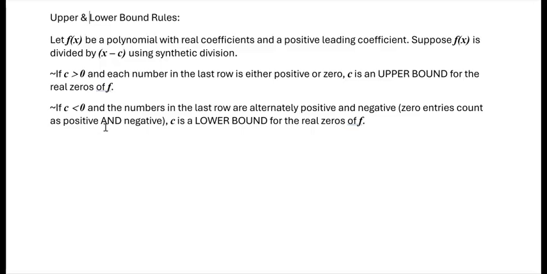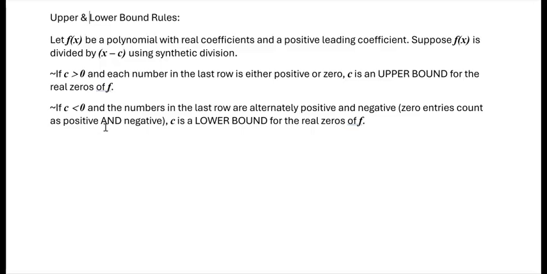If the number c is greater than 0, so the number that we test is positive, and each number in the last row of our synthetic division is either positive or 0, then c is an upper bound for the real zeros of f. That means that I will have no number greater than that number c as a 0.